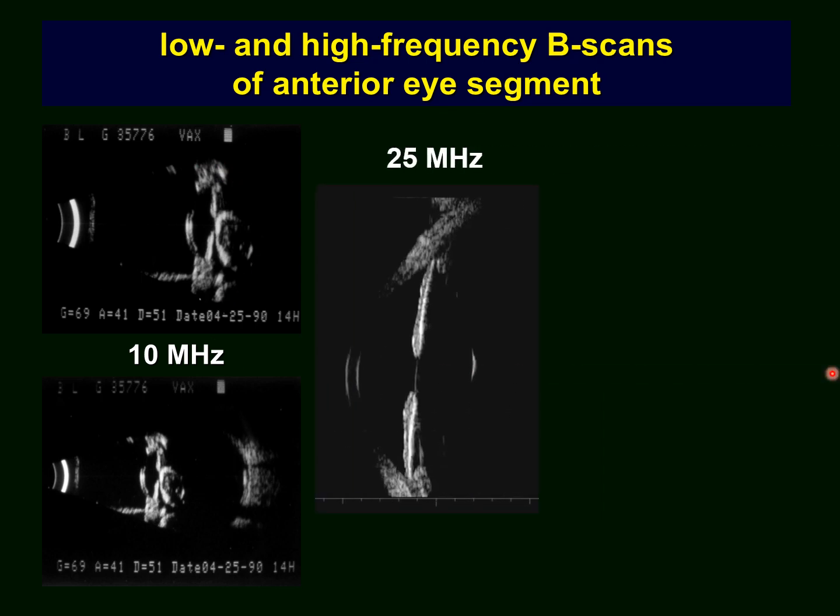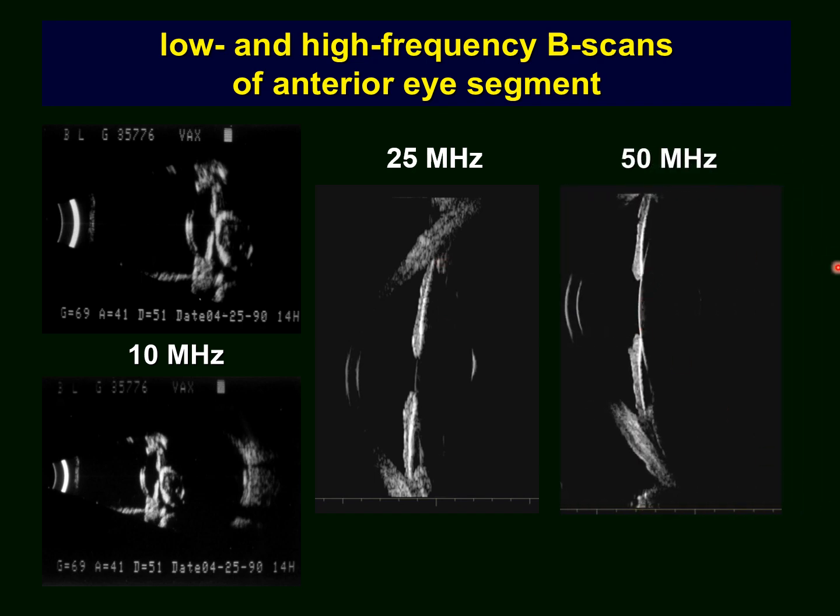And that is automatically done with higher frequencies, like here 25 MHz. The resolution has markedly increased. We see here the cornea, the anterior lens, the pupil, the posterior lens surface well visible, the iris and the anterior chamber angles, and here the ciliary body.